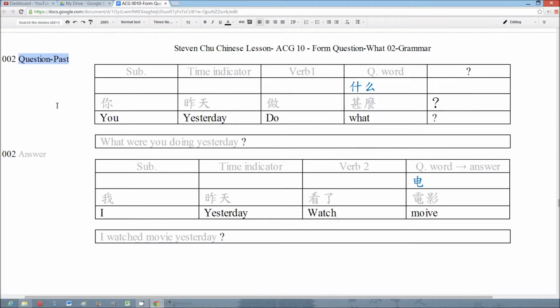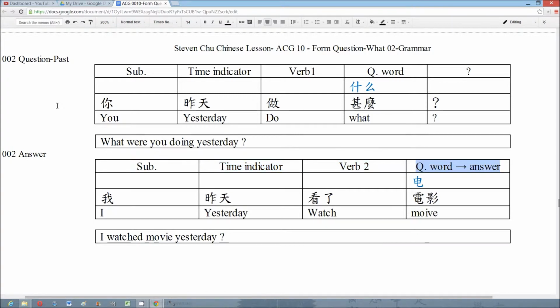This example is asking what the subject was doing. 你昨天做什麼? What were you doing yesterday? This question is also based on the basic sentence, subject, time indicator, verb, question word. And the answer is 我昨天看了電影. I watched a movie yesterday. Subject, time indicator, verb, and the answer.